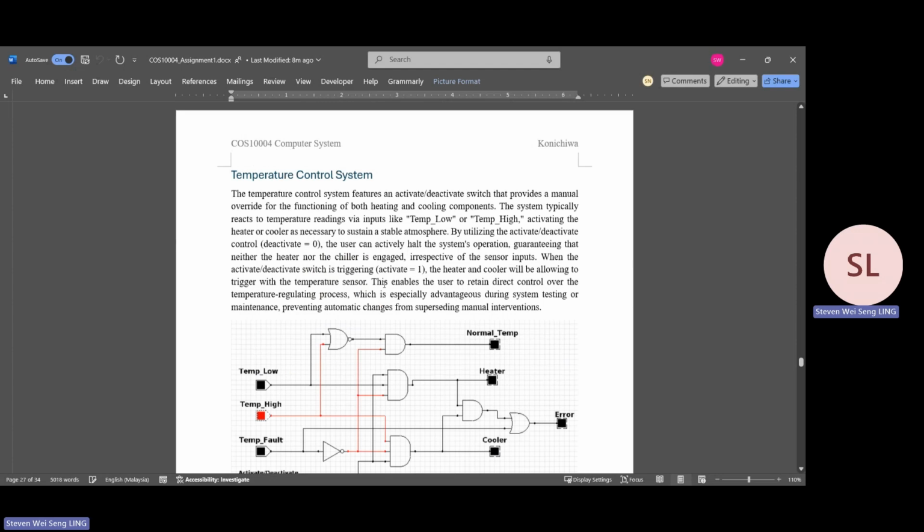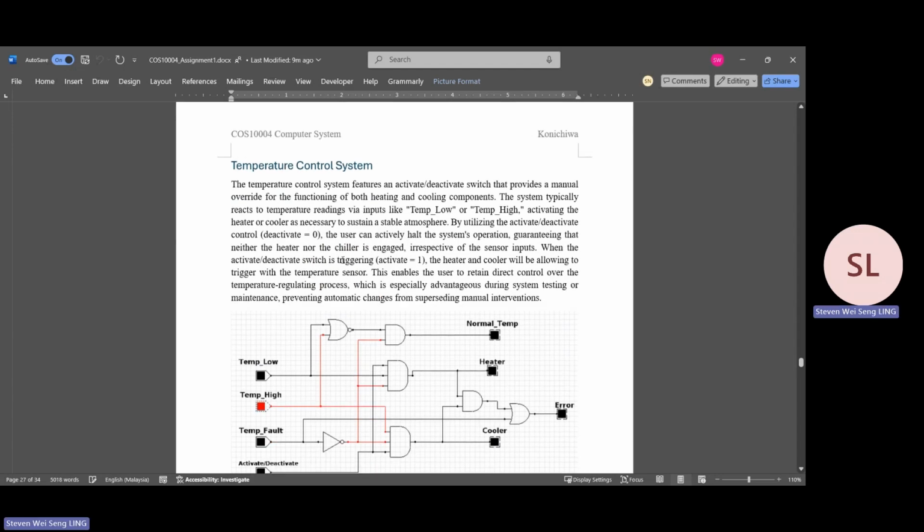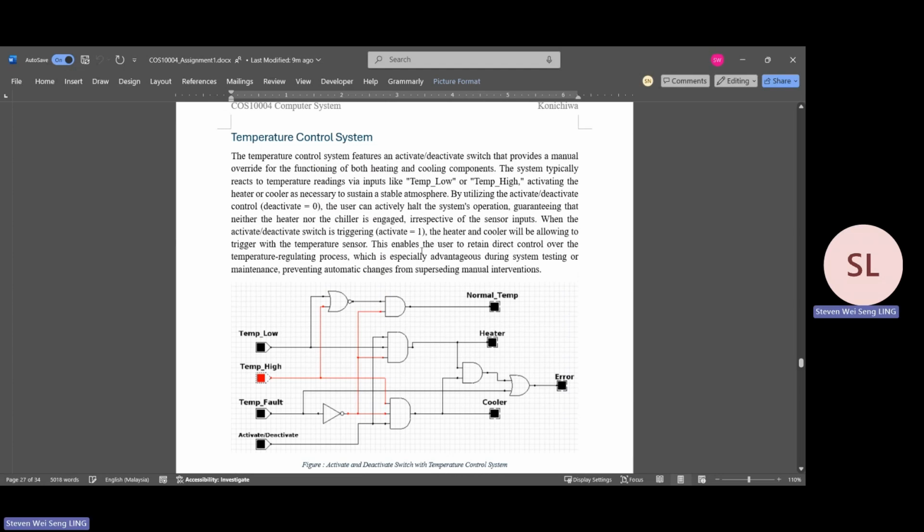Next is the temperature control system. A manual switch allows users to override the operation of heating and cooling components, which usually respond to temperature readings. When the system is deactivated, it prevents the heater and cooler from engaging regardless of sensor inputs. When the system is activated, the heater and cooler operate based on temperature sensor readings. This offers direct control during testing and maintenance.